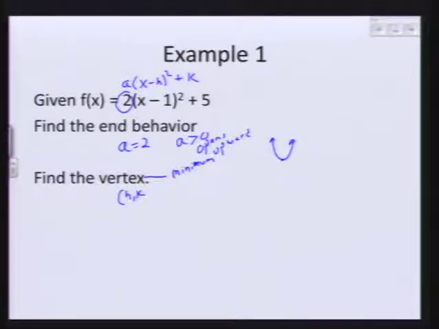All right, and so what's going to happen here is we're going to see that our h is going to be 1. I know there's a negative there, but remember, you're going to ignore that negative for the time being and just do the opposite. And so h is going to be positive 1, and then k is going to be equal to positive 5. So our vertex is going to be (1, 5) from the equation.